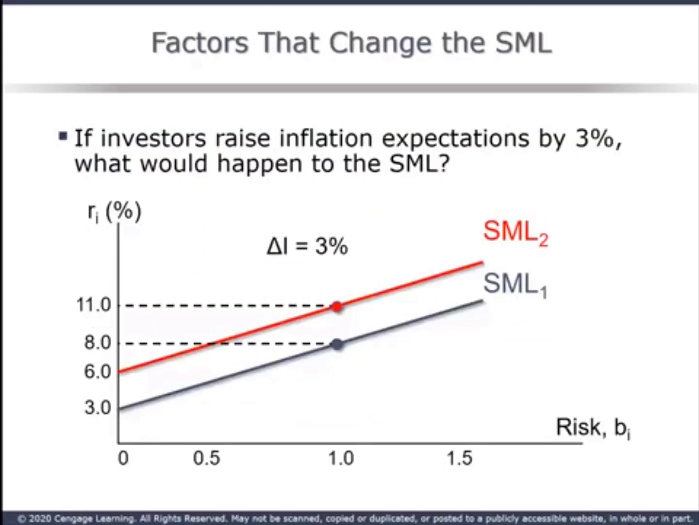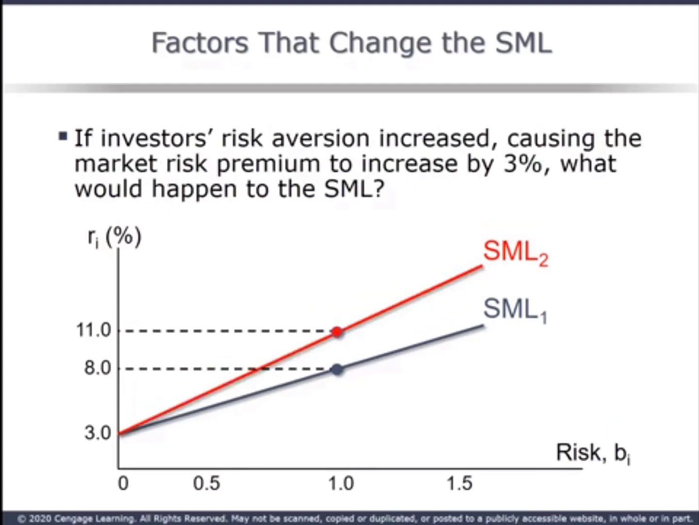The security market line is not static. It changes as its components change with market changes. If inflation expectations increase by 3%, but the market risk premium doesn't change, then the security market line shifts up. Inflation expectations increase the risk-free rate, which is the y-axis intercept. If investors' risk aversion increases, but the risk-free rate stays constant, then the line will ratchet up, affecting high beta stocks more than lower beta stocks.